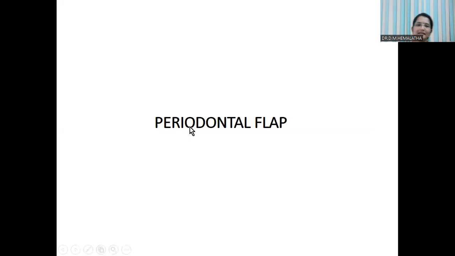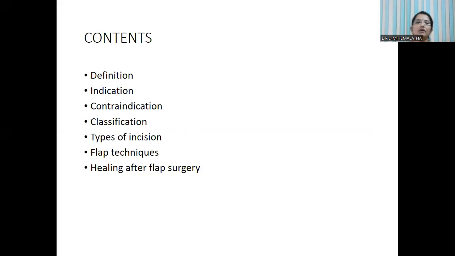So today's class is on periodontal flaps. In this content, we are going to see the definition, indication, contraindication, classification, types of incisions, flap techniques which are all commonly used, and we are going to see the healing after flap surgery.